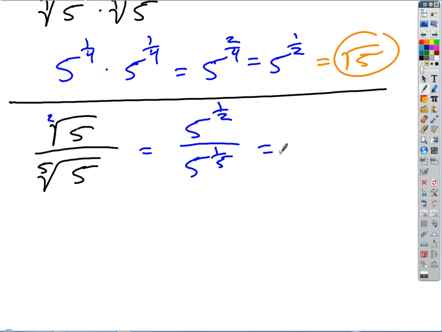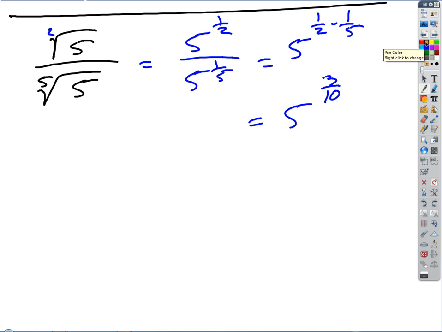So what do we get on the top? The base stays on the top, 5 to the what? 1/2 minus 1/5, which is 5 to what? It's gonna be 5/10 minus 2/10, 3/10? Okay, now if I wanna write that as a radical, what are my choices?